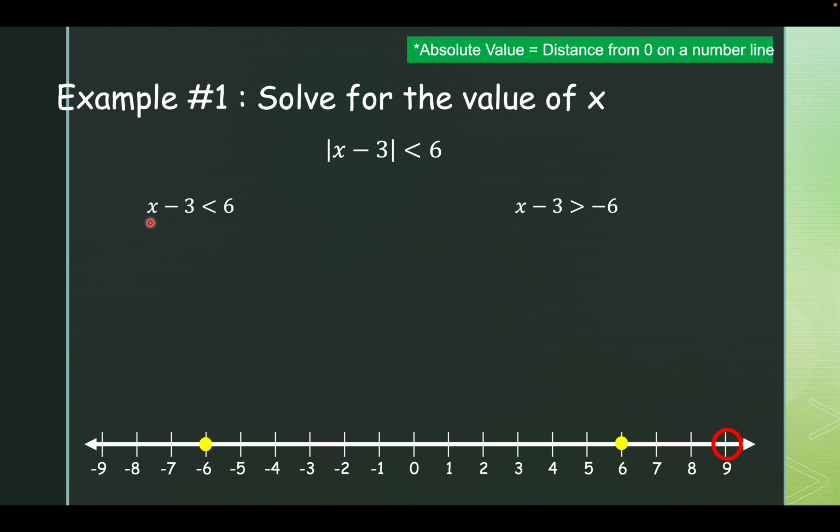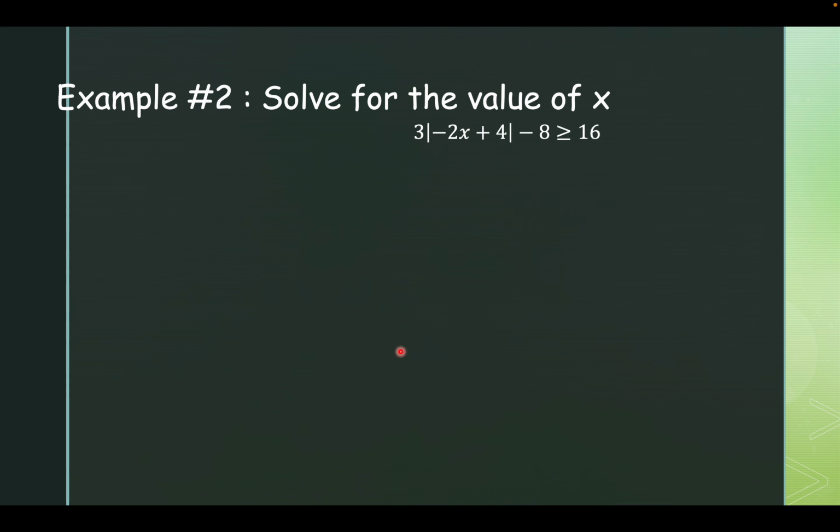This side, we have x minus 3 is less than 6. This side, we have x minus 3 is greater than negative 6. Notice the inequality. When we set it equal to the negative side, we have to flip the inequality. We solve each one separately. So we get x is less than 9, add 3 to both sides, and x would be greater than negative 3. If we go to graph that, we have an open circle.